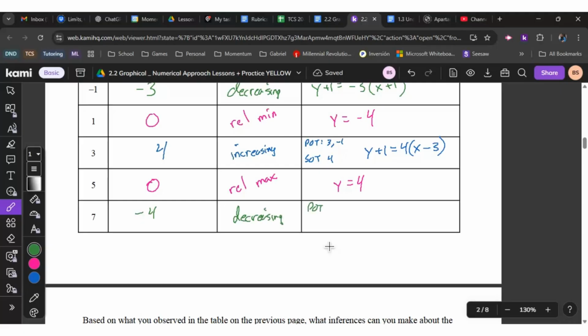And my POT for that one? It's directly opposite, right? It's at -1 again. Okay, so 7, -1. The SOT is -4. This is just so I don't have to look up and down, right? So that's y plus 1 equals -4, x minus 7, right? I know I didn't write POT and SOT for all of them, but we still said it. I'm just writing them down so we can see that's what we're doing: find that point of tangency, find that slope of tangency.